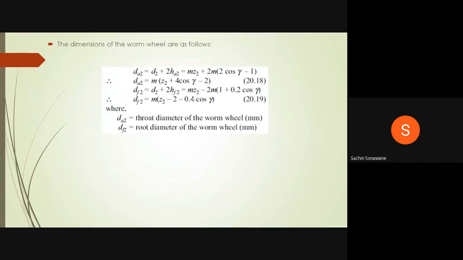The dimensions of the worm wheel are as follows: da2 is equal to d2 plus 2ha2, which is equal to mz2 plus 2m into (2 cos gamma minus 1). Therefore, da2 is equal to m into (z2 plus 4 cos gamma minus 2). df2 is equal to d2 minus 2hf2, which is equal to mz2 minus 2m into (1 plus 0.2 cos gamma). Therefore, df2 is equal to m into (z2 minus 2 minus 0.4 cos gamma), where da2 is the throat diameter of the worm wheel in mm, df2 is the root diameter of the worm wheel in mm.